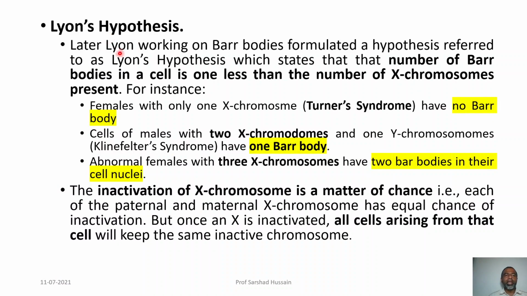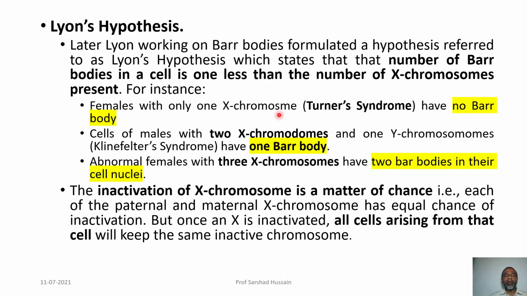Then later Lyon, working on Barr bodies, formulated a hypothesis referred to as the Lyon hypothesis, which states that the number of Barr bodies in a cell is one less than the number of X chromosomes present. Say for example, in the female you have 2 X chromosomes, Barr body is 1. So, 2 minus 1 is equal to 1. Similarly, male has 1 X chromosome. So, 1 minus 1 is equal to 0. So, it means no Barr body is present in the case of the male.